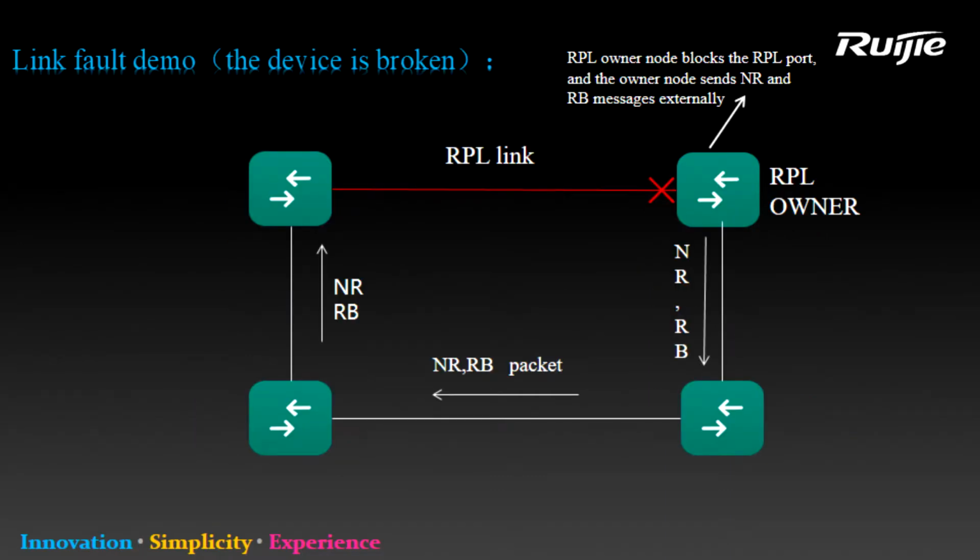First, when the topology is working fine, we should manually define one node to be the RPL owner, and then the RPL owner will block its RPL port and send out an R-APS NR, no request, RB, RPL owner blocked packet. When the other nodes receive this packet, they know the ring is working fine.